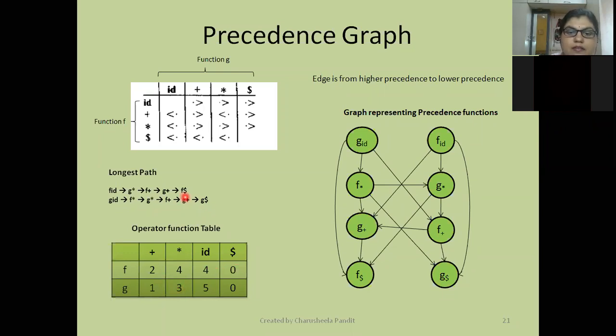I'll modify this graph and this longest path, so that later there will be a change in the operator function table also, right? Once I modify the PDF and send it, I think it will be easier for you to understand, no? Whatever the manipulation will be.